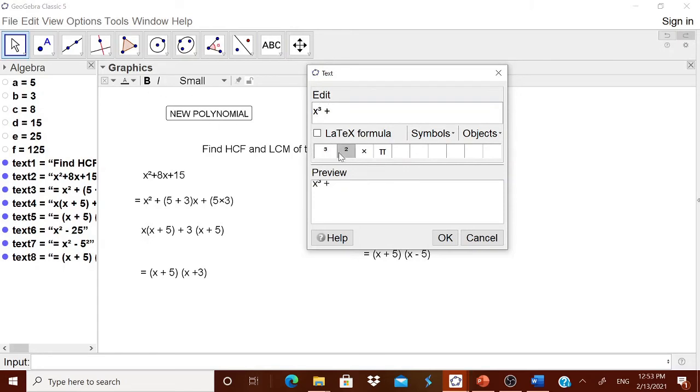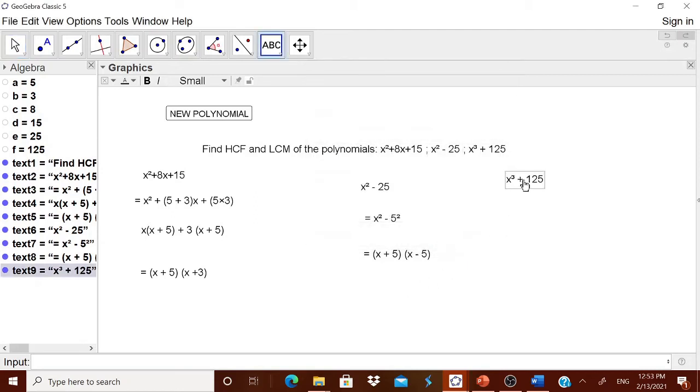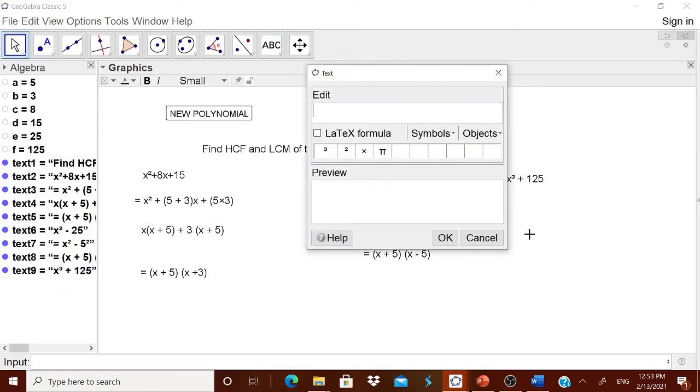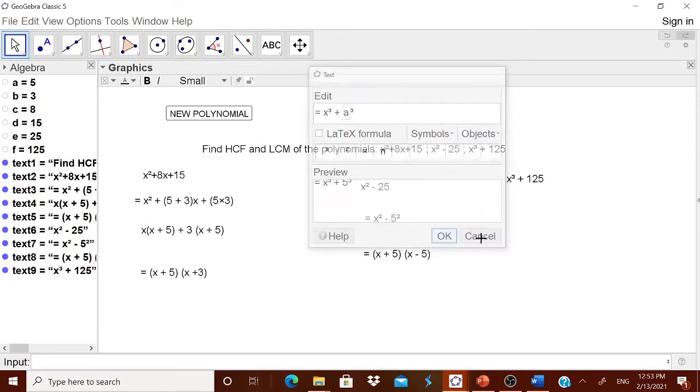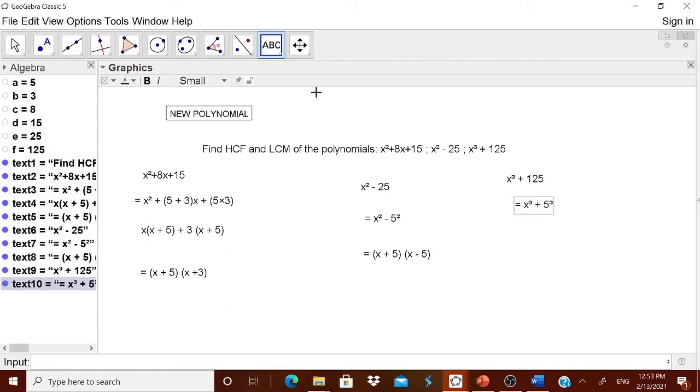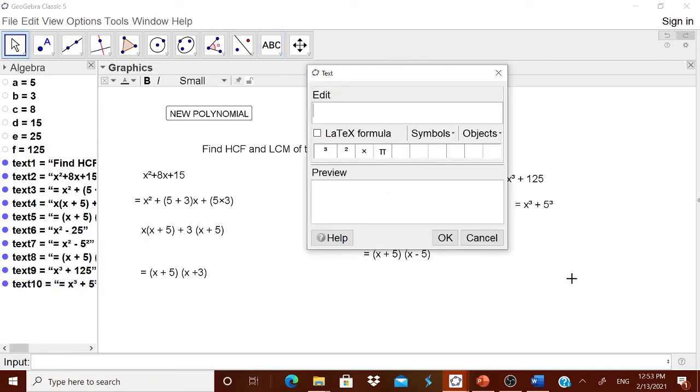You can take x cube minus a cube also. Okay. Now again in the object you have to write it as x cube plus a cube. So the child will know that it is x cube plus a cube. Then you can ask the children, what is the formula now? It is x plus a.